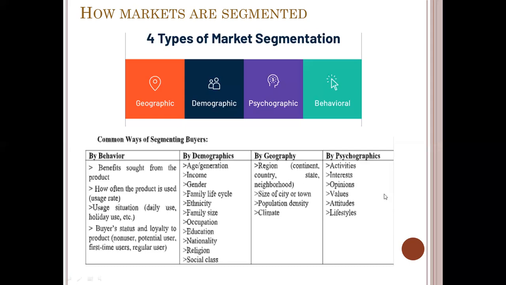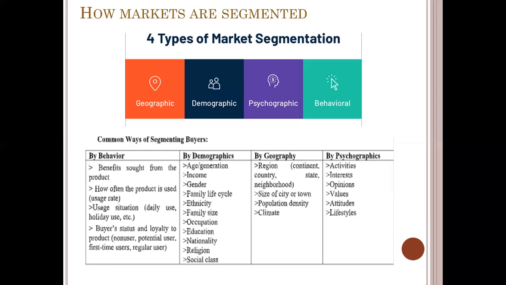So next is segmenting by psychographics. Psychographic information is frequently gathered via extensive surveys that ask people about their activities, interests, opinions, attitudes, values, and lifestyle.